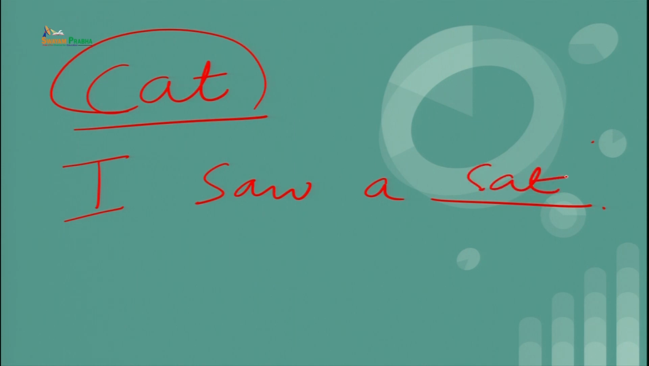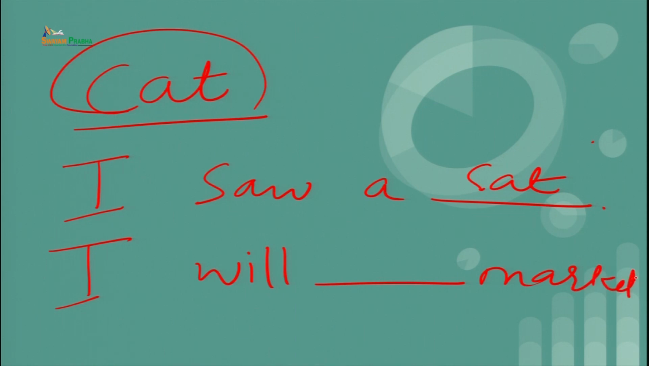But my next situation is slightly different. I will write "I will ___ market." If I ask you to fill up this blank with the word cat, will you be able to do so? Let us try. I am putting the word cat over here. So, would you be able to say "I will cat market"? No. Why? Because this is not going with the context. This is not going with the situation which is being given or mentioned in the line.